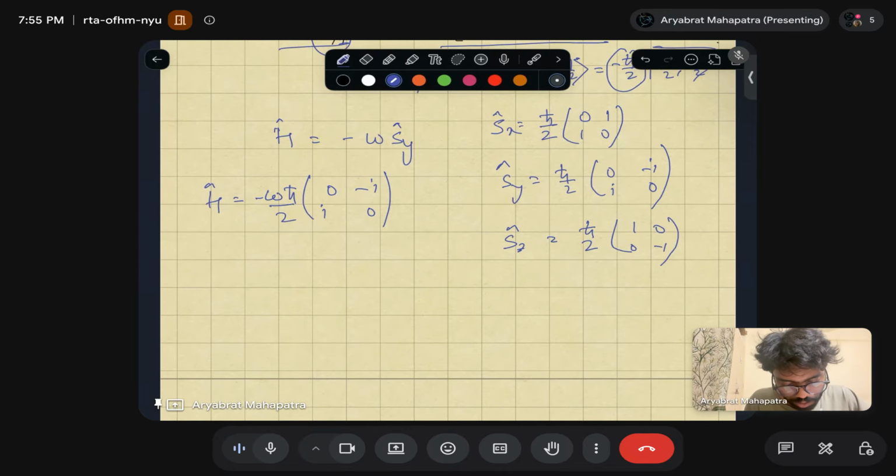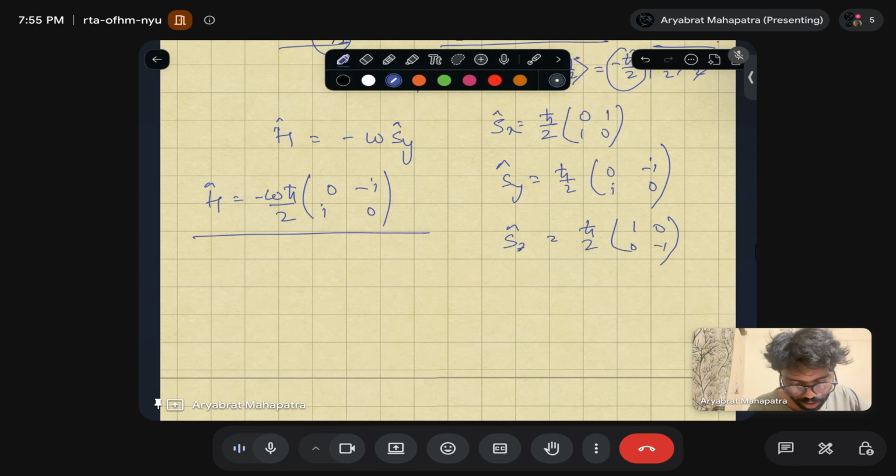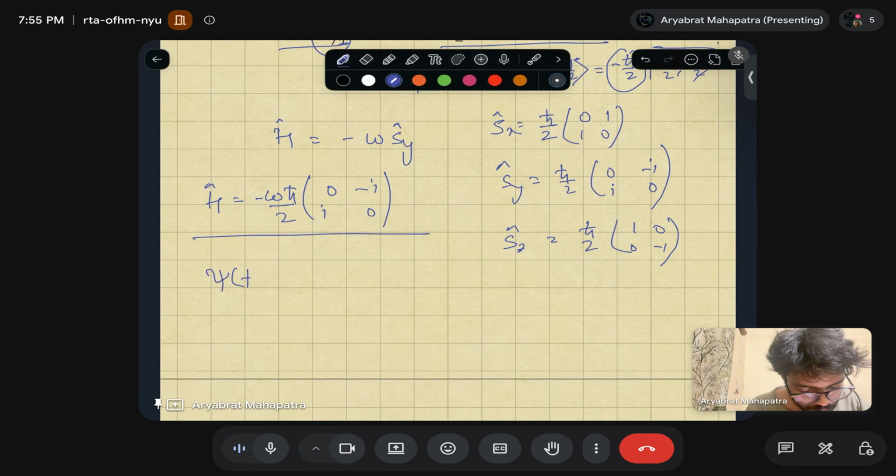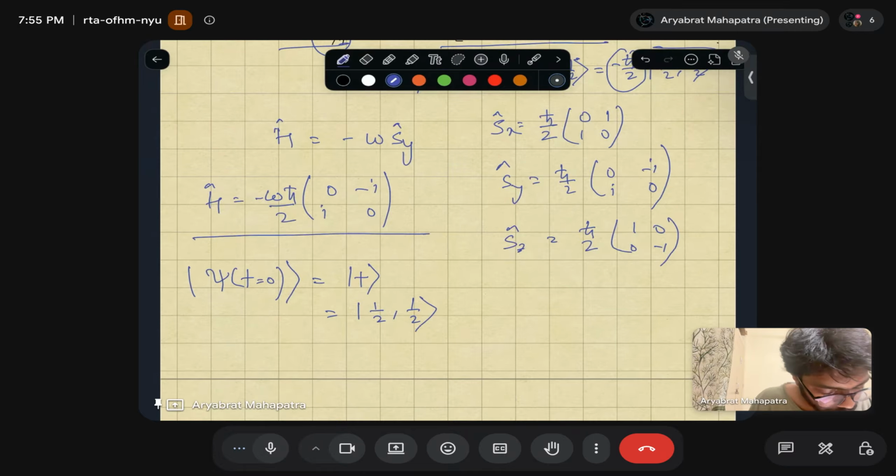So now if you see, initially in the question it is given that when the spin half was in this Hamiltonian, your state of the system was given to be plus. So this means it is half and half, and this is the eigenstate of which operator? This is the eigenstate of the Sz operator.